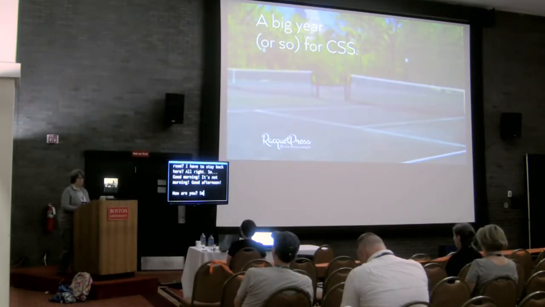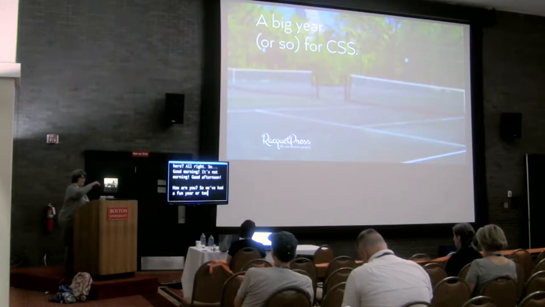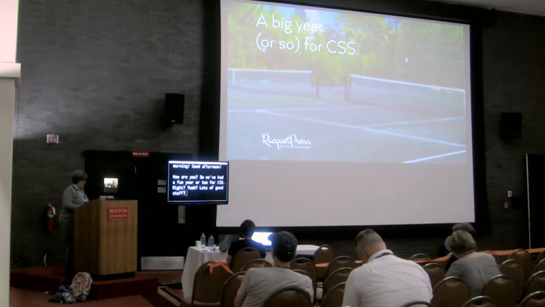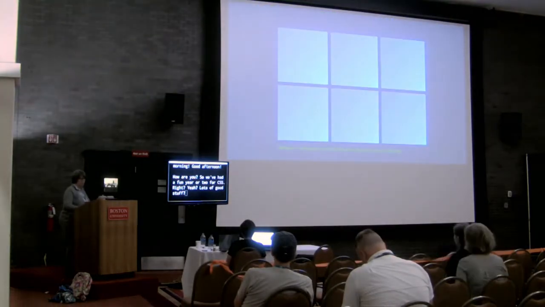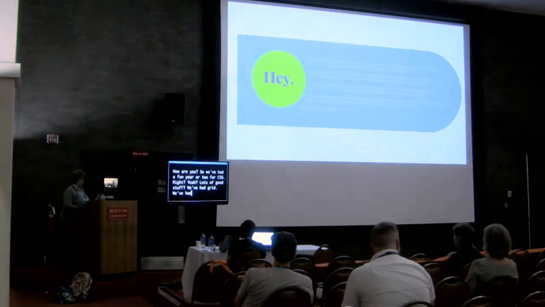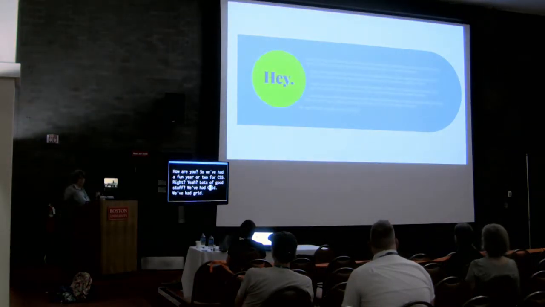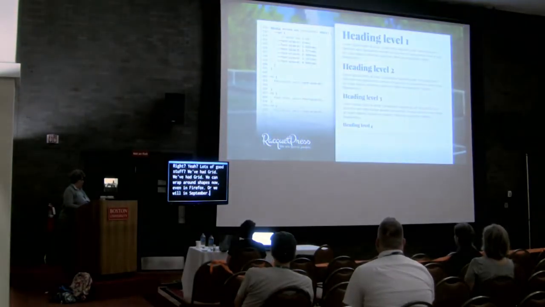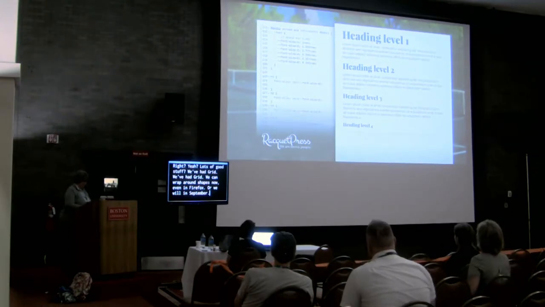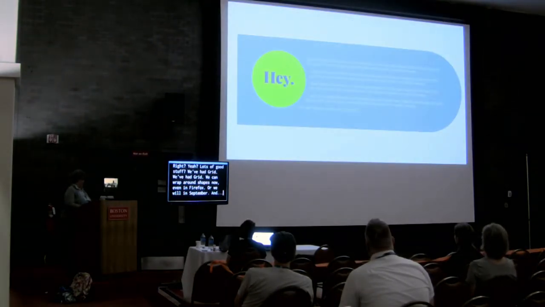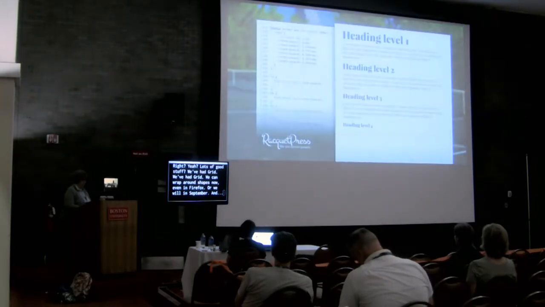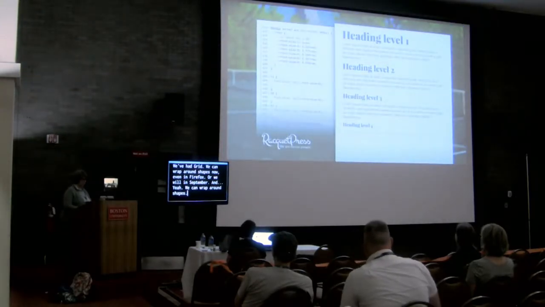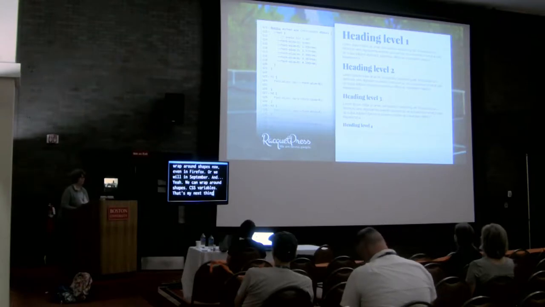So we've had a fun year or two for CSS, right? Yeah, lots of good stuff. We've had grid. We can wrap around shapes now, even in Firefox, or we will in September. CSS variables, that's my next thing to learn. How many of you are going to mess with that?